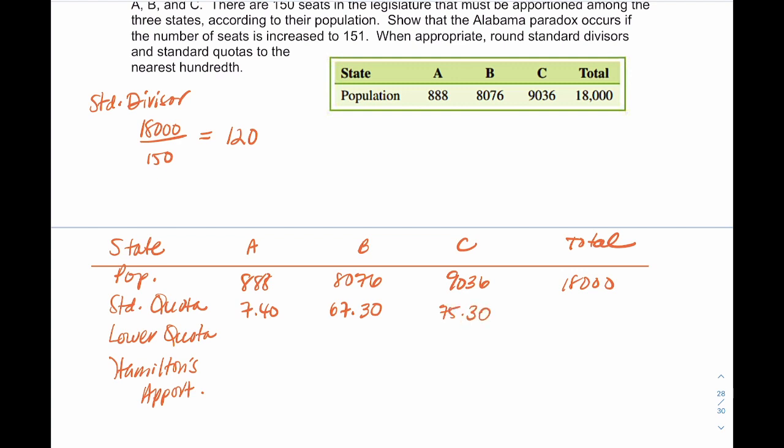Okay, so lower quota, we're going to round down, which is what we do for Hamilton. And if we add up those numbers, we end up with 149, but if you'll recall, there are 150 seats in the legislature. So remember what we did was there's one extra seat, and that would go to the state that has the highest fraction, which would be 0.40 compared to 0.30, so 0.40 is higher. So we're going to add one more seat to state A. So they would have 8, that would stay 67, that would stay 75, and now we've got 150.